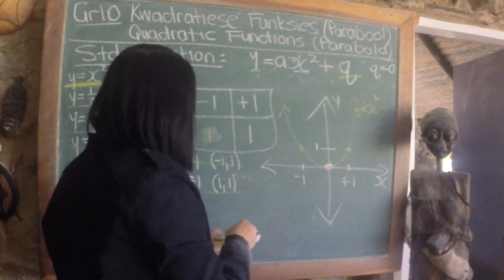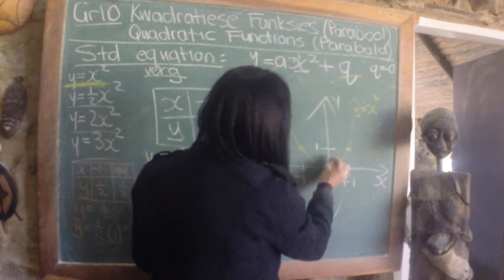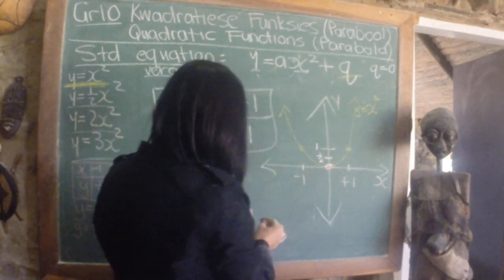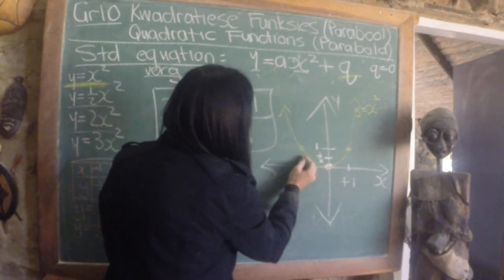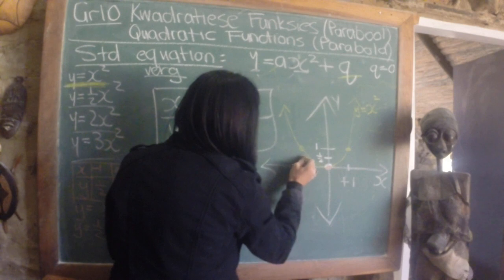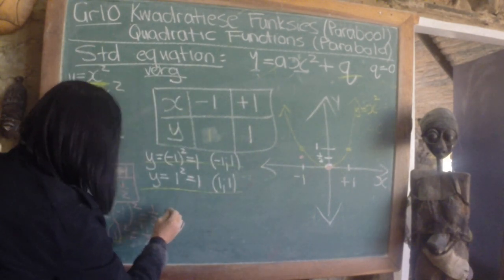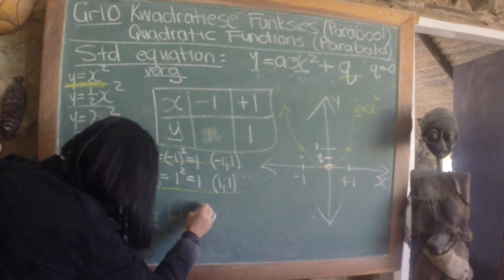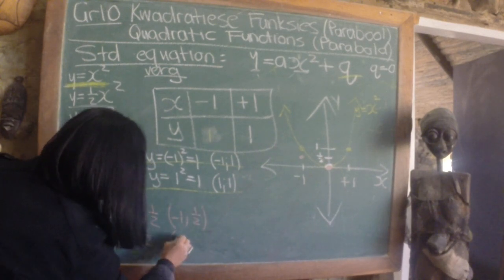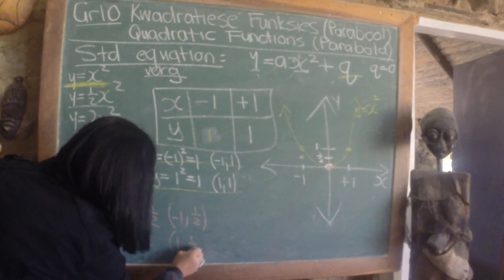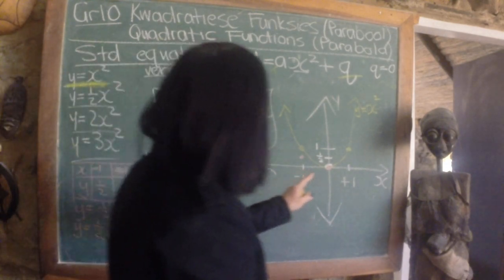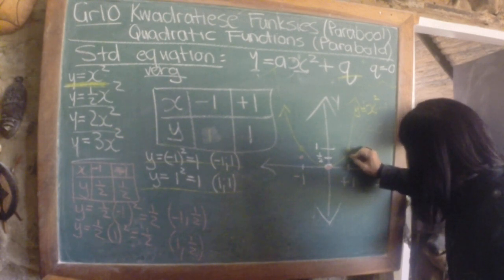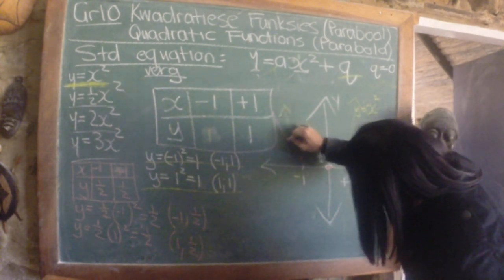Kom ons gaan teken 1/2 hier in. Ek het 1/2. Hier's 1/2. Op -1 het ek nou 1/2. Kom skryf van die koördinate. Dis -1 en 1/2. En hierso het ons plus 1 en 1/2. Ons het -1 en 1/2 en hierso het ons plus 1 en 1/2.